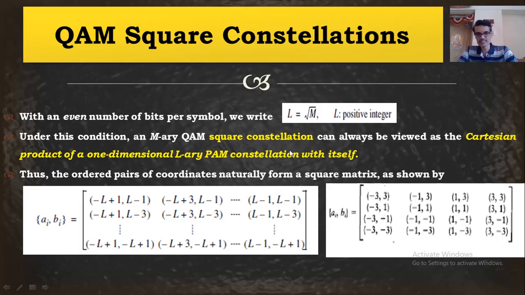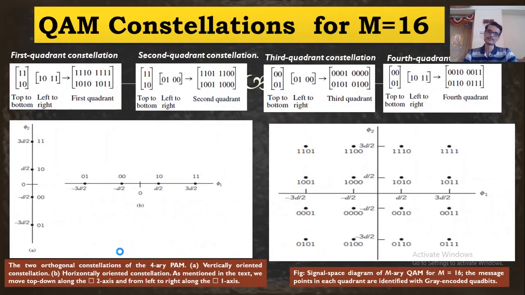Now how do we represent this using a signal space diagram? As I said, it's a Cartesian product of two L-ary PAM constellations, where L equals 4 in this case. That means I have to consider two 4-ary PAM constellations which are mutually perpendicular. Just look at this. This is one constellation, this is another constellation, this is phi 1 and phi 2, both mutually perpendicular, orthogonal to each other. This is a 4-ary PAM signal. This is phi 2 of t and phi 1 of t, the two axes we have considered.